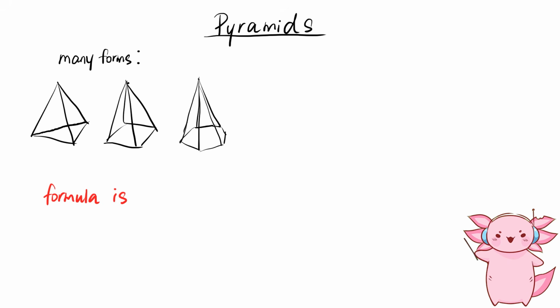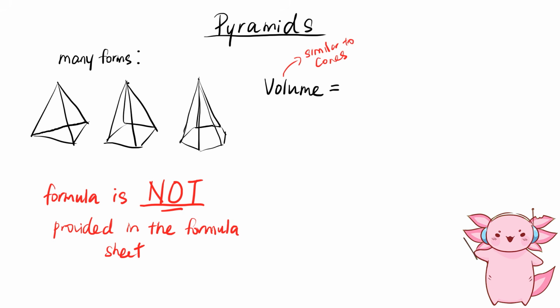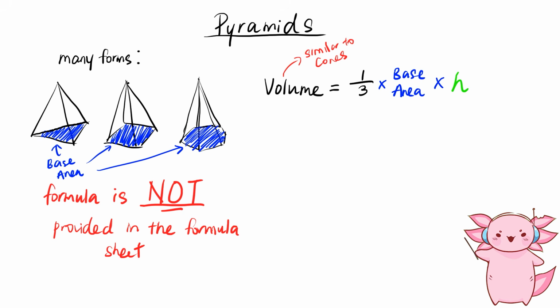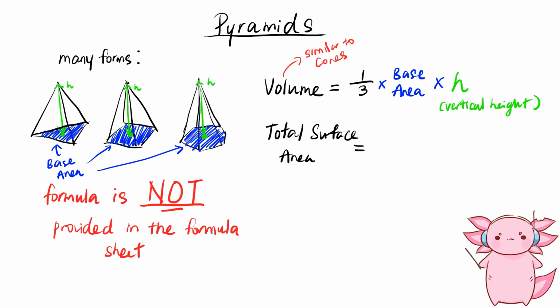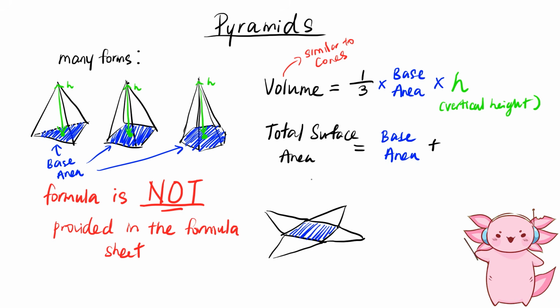And this time the formula is not given in the formula sheet. The formula for the volume is very similar to the cone, just that instead of pi r squared, it's the base area. And that depends on what kind of pyramid you get. The h here refers again to the vertical height from the center to the top of the pyramid. The total surface area is when you open up these sides like a flower and calculate all of them individually.